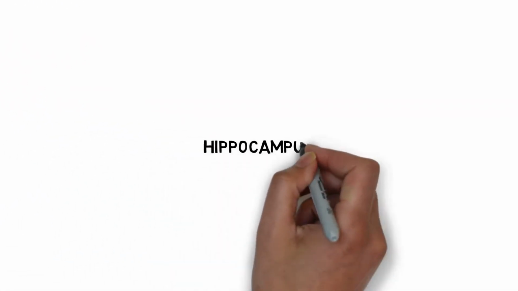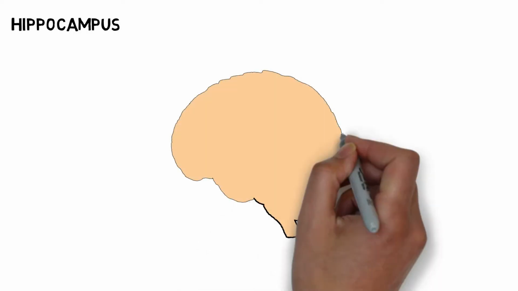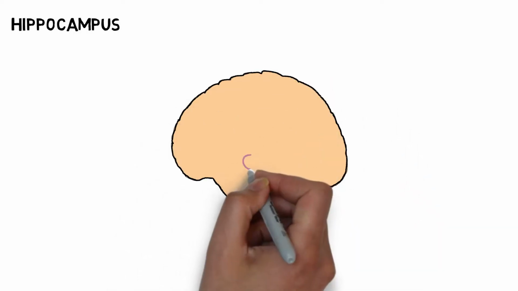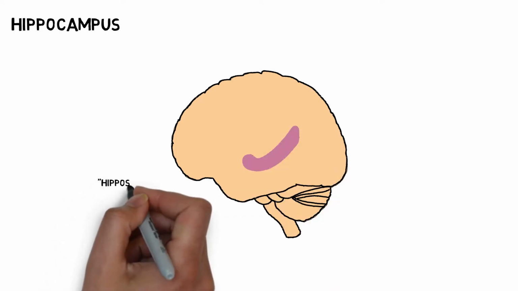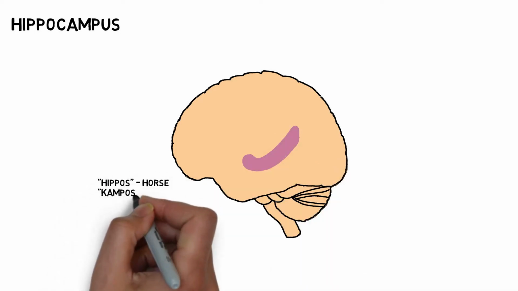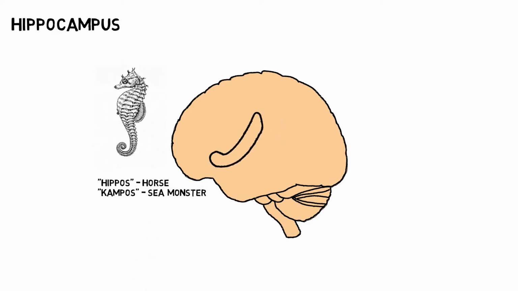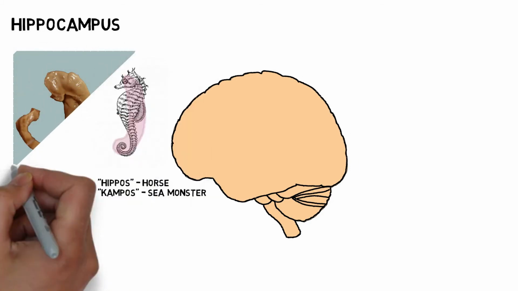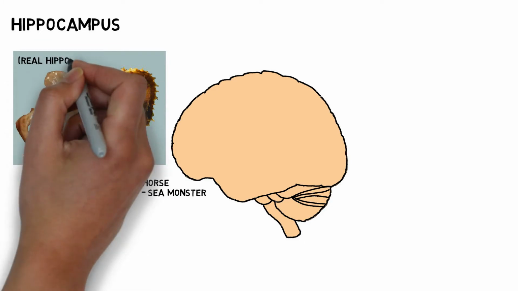This is the video on the hippocampus. The hippocampus is an important part of the limbic system that plays many roles, from regulating emotions to forming memories. From the Greek hippos, which means horse, and campos, which means sea monster, the hippocampus was named for its resemblance to a seahorse. The hippocampal formation is made up of the hippocampus, the dentate gyrus, and the subicular cortex.